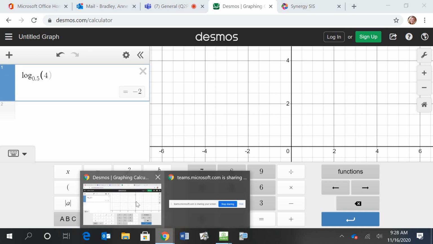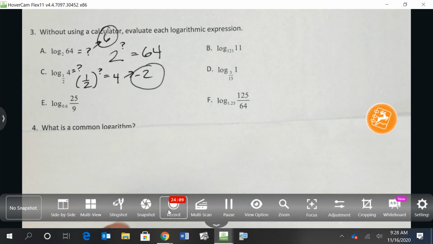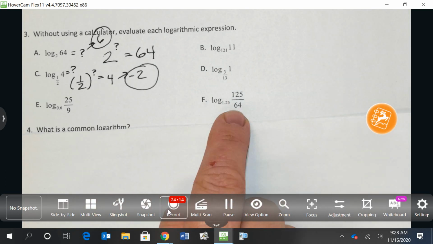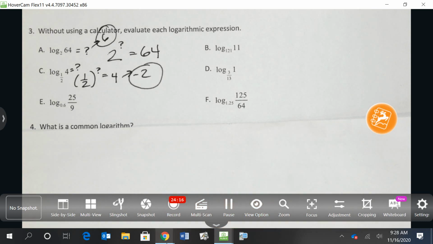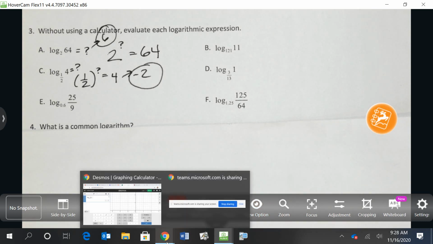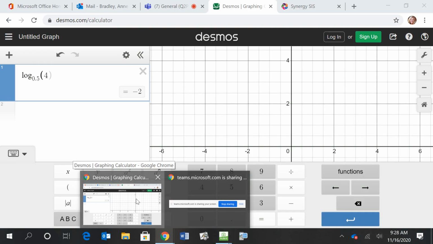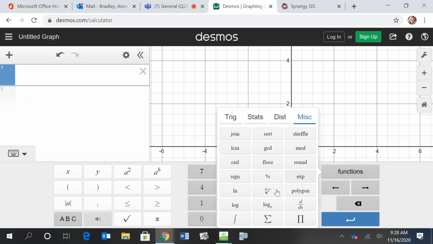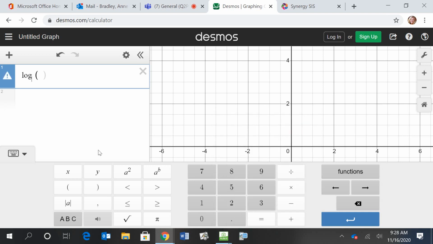Let's go to one that looks a lot more complicated, something we probably wouldn't do in our head. If I look at any of the ones here, the one that looks really confusing to me is this. Like, what is this? So I'm going to plug that in to see what kind of answer we get. Log base 1.25 of 125 over 64. How do we do that? Again, I would go to functions, I would go to log base A. Notice there's just a log. We'll talk about that one later on. Now this was 1.25, and inside the parentheses was 125 divided by 64. And the answer is 3. Well, that's a nice answer.